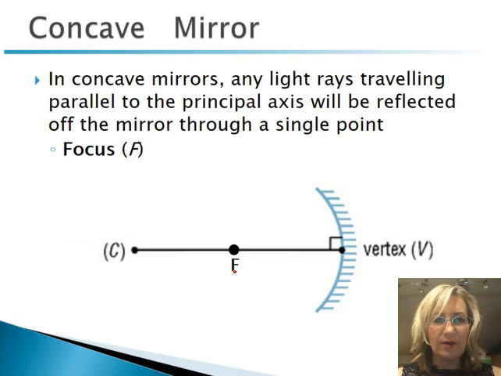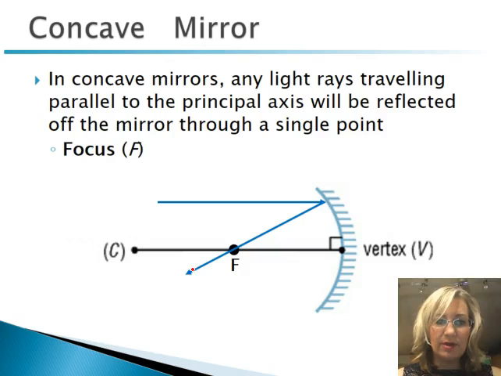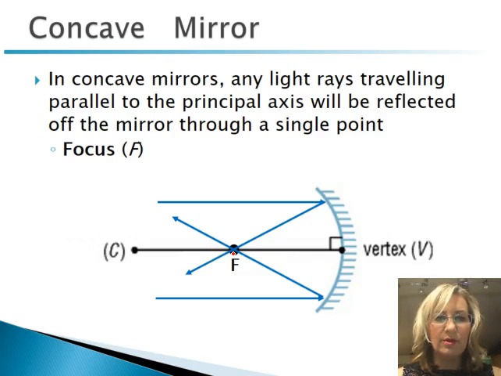So let's look at how these light rays would reflect. We have our first light ray coming in parallel to that principal axis, and it says that that light ray will be reflected off the mirror and through the focus. Here's another one coming in parallel, and you can see that they're both reflecting through the focus. Now, this is the other reason why concave mirrors are referred to as converging mirrors, because the light converges to a single point in front of the mirror.